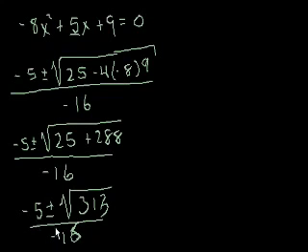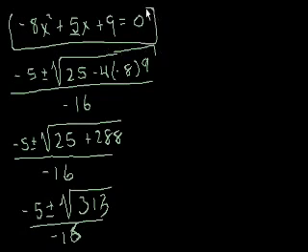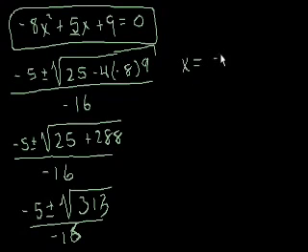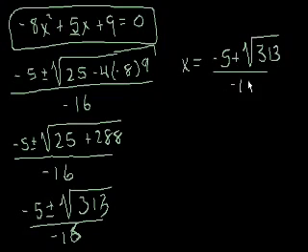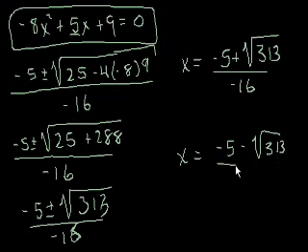So if that is the case, and we've got it in completely simplified form, there are two solutions, two x values that will make this equation true. One of them is x is equal to minus 5 plus the square root of 313 over minus 16. And the other one is x is equal to minus 5 minus the square root of 313 over minus 16.